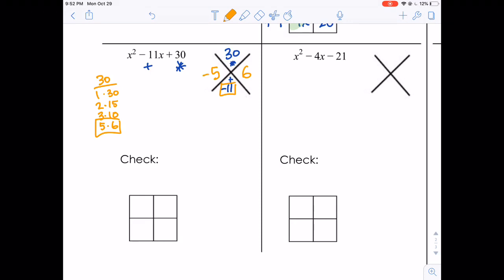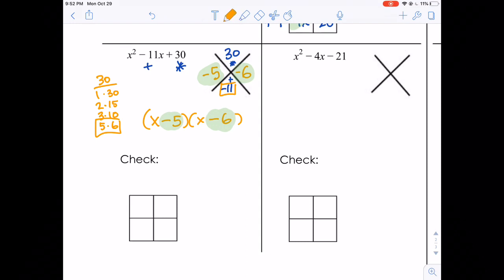So I'm going to make both of them negative. Negative 5 plus negative 6 makes negative 11. So I know that if I'm going to put it in my factor pair, I'm going to have x minus 5 and x minus 6. That's what I'm getting from here. Minus 5 and minus 6, just like that. I'm going to check my work.